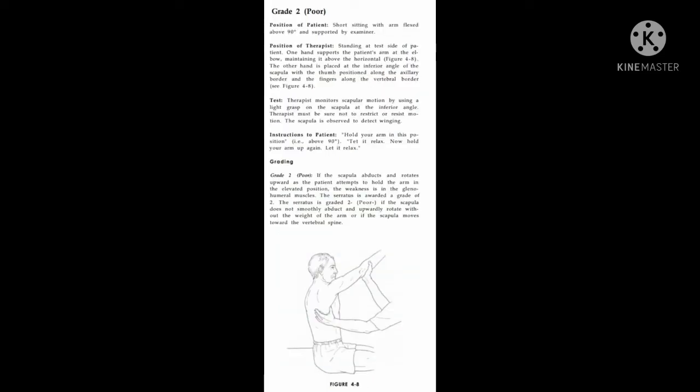Grade 2. Patient position, short sitting with arm flexed above 90 degree and supported by examiner. Therapist position, standing at the side of the patient, one hand supports the patient's arm at the elbow. The other hand is placed over the inferior angle of the scapula. Instruction given to the patient, hold your arm in the position. Grade 2, the scapula abducts and rotates upward as the patient attempts to hold the arm.